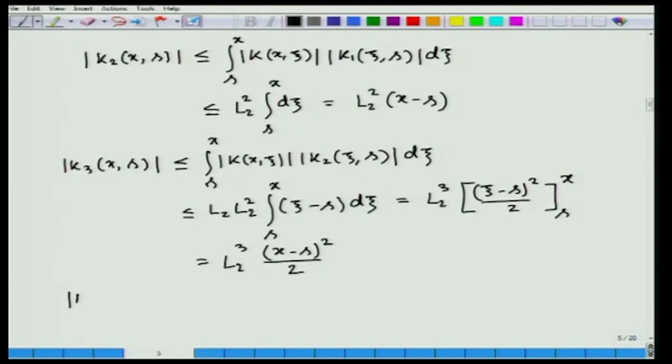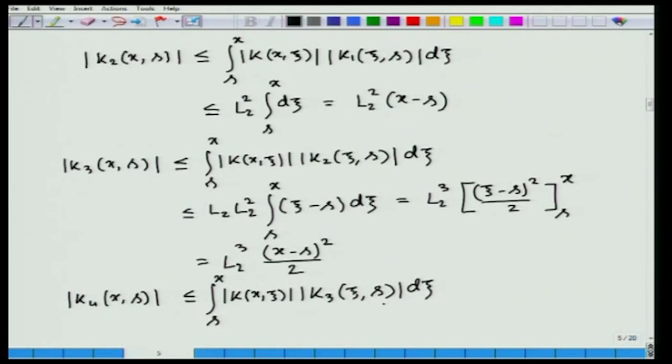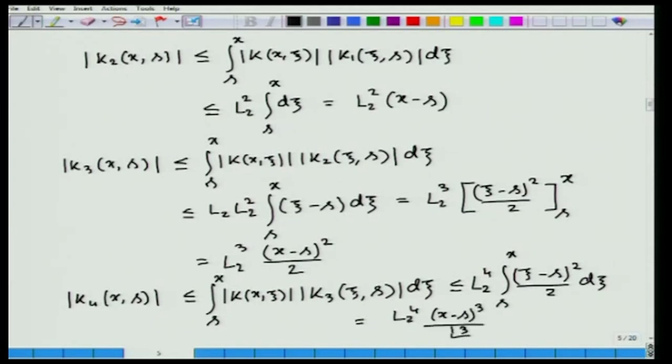And for the fourth iterated kernel, we can calculate k 4 x comma s, this modulus is less than equal to again integral s to x modulus k x comma xi, then modulus k 3 xi comma s, d xi. And again for k x comma xi, we can write this is less than equal to L 2. For k 3 xi comma s, we can use the result we have obtained at the last step. So, this will be less than equal to L 2 to the power 4 integral s to x xi minus s whole square by 2 d xi, and this is equal to L 2 to the power 4 times x minus s whole cube divided by factorial 3. So, this is coming out to be a bound for k 4 x comma s.